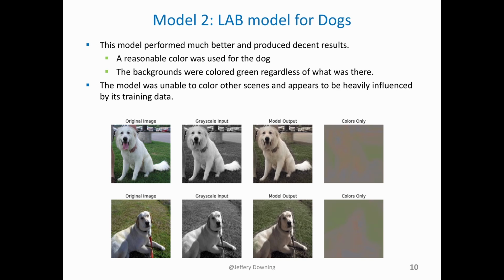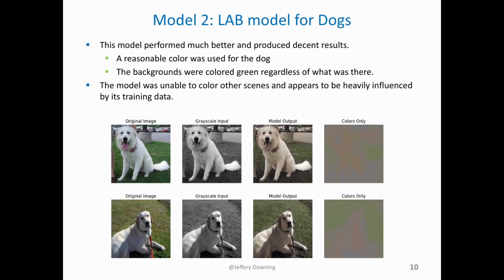From my testing, I found that usually the model would pick a reasonable color for the dog, but it would end up coloring all the backgrounds green, regardless of what was there. It seems like a lot of images in the training data had green grass in the background. So it appears the model picked up on that and just ended up painting most backgrounds green.